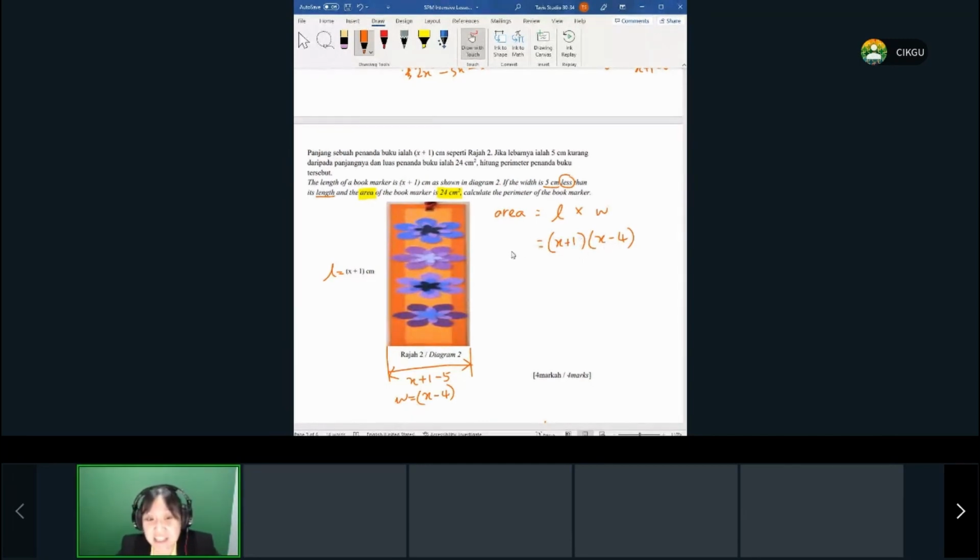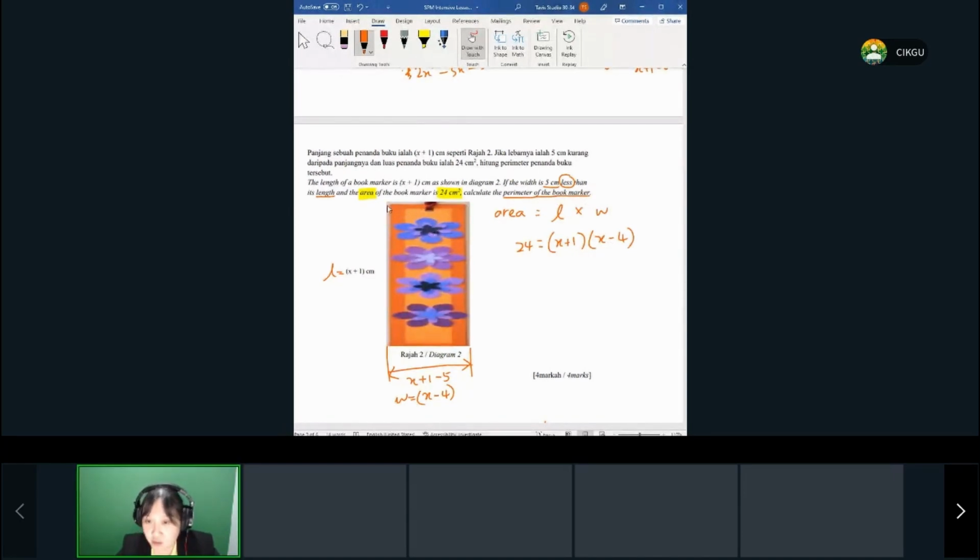Yes, thanks Julian. So our length times our width straight away equals to 24. The question gave us equals to 24. Very good. So from here we actually get the equation out. I think we should try to solve this equation. Why? Because you see what the question wants? They actually want you to find the perimeter of the bookmarker.